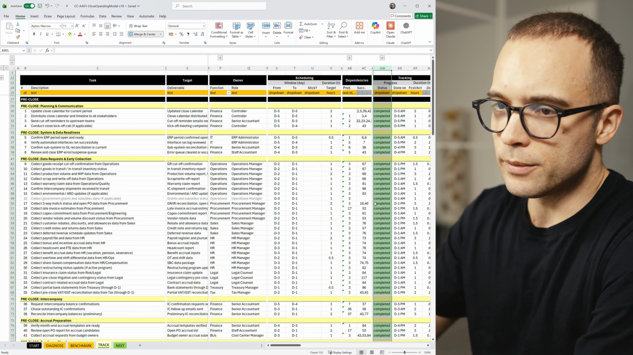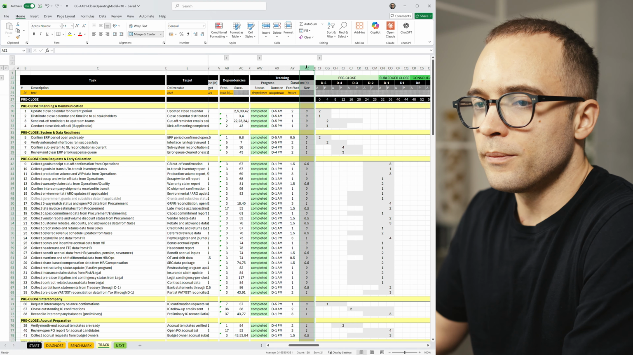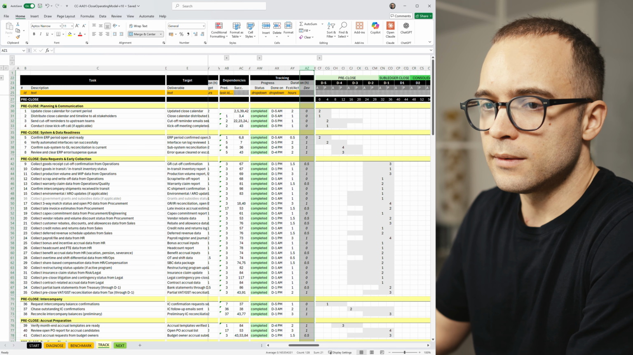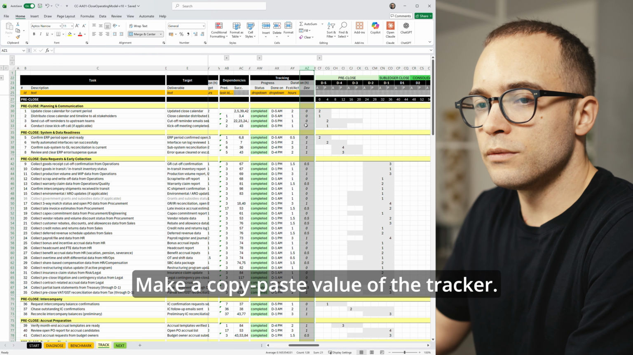Column AX is about when the task actually finished, which half-day slot. AY, how long it actually took. AZ, the deviation, actual minus target. Positive means it overran. Negative, it means it finished early. 0 means on target.